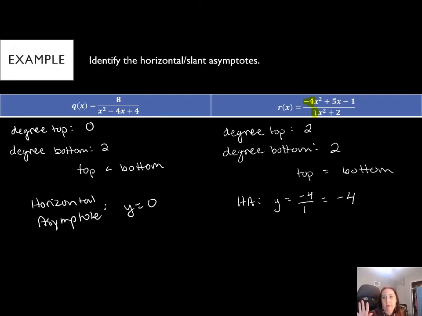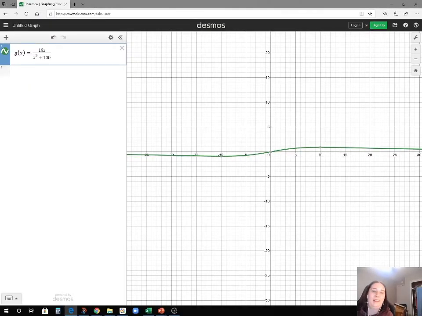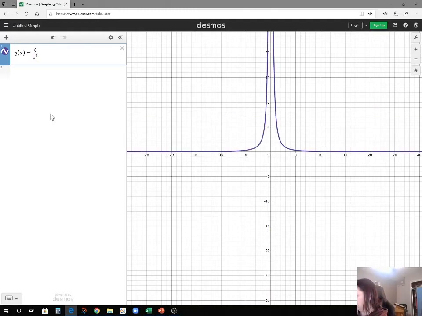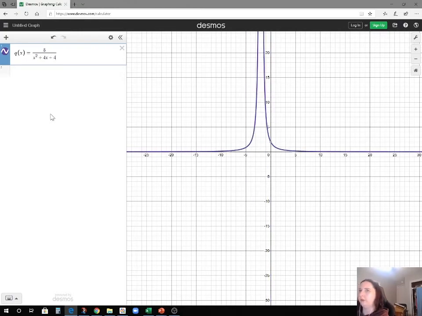So I'm going to graph these so you can verify, and you'll see, let's look at the graph so you can believe that these are true. So let's graph the first one. Q of x equals 8 divided by x squared plus 4x plus 4. Okay, so the horizontal asymptote was y equals 0.